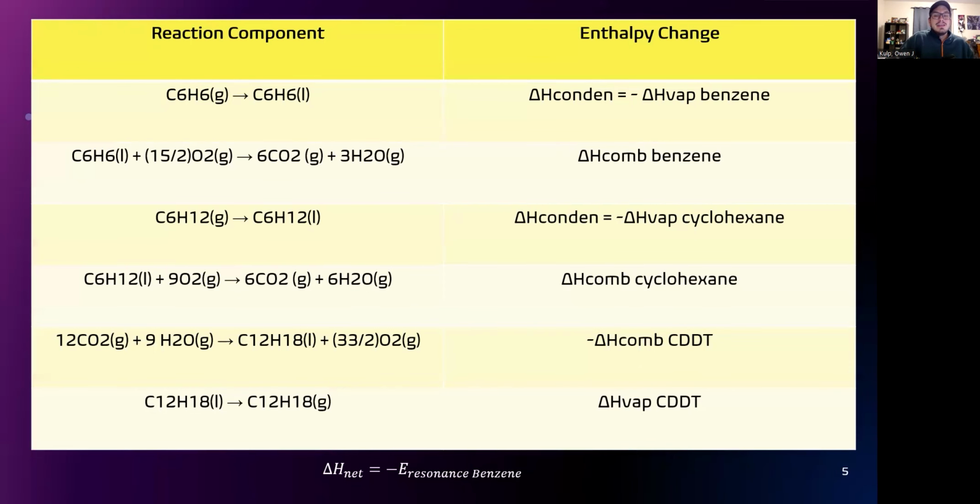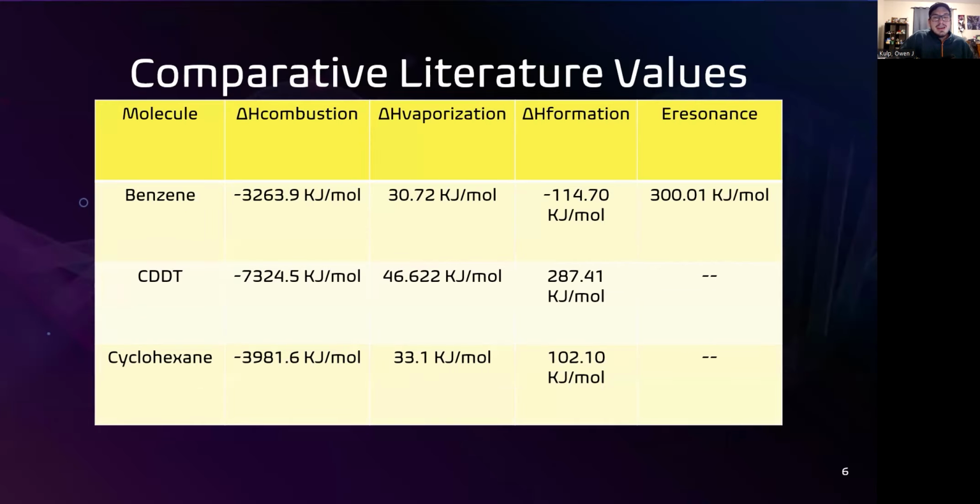In order for CDDT to be formed in its gas phase, we need to find the enthalpy changes of multiple components, such as the heat of vaporization for benzene, cyclohexane, and CDDT, as well as the combustion heats of benzene and cyclohexane. This is an important step in our research, as the total sum of all these enthalpies helps us find the negative of our resonance energy for benzene, which is then just a simple sign change away from what we're looking to find.